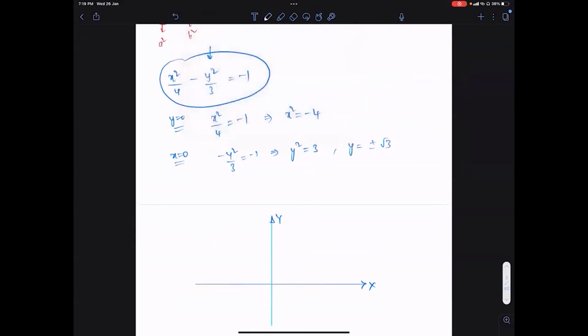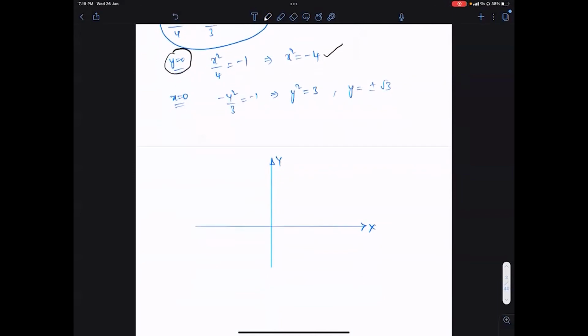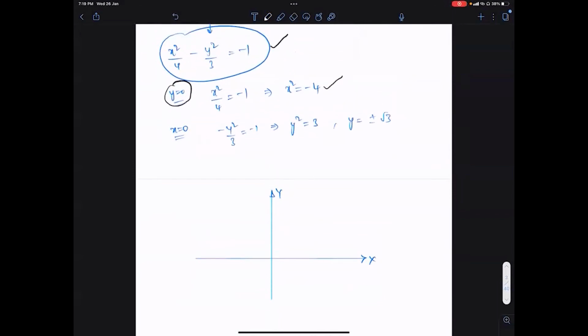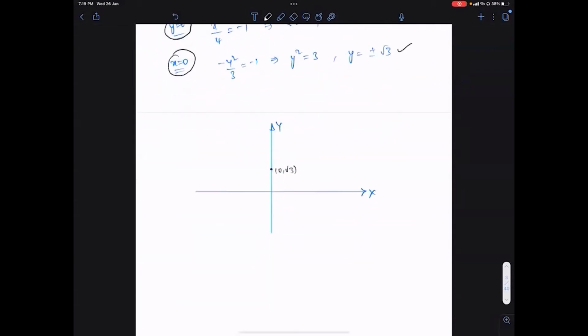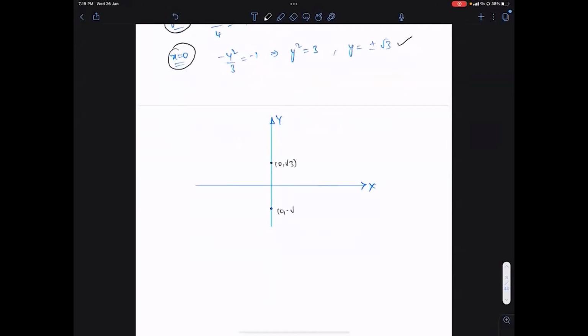How do you decide? Because by putting y = 0, we are not getting any real x. So that means on this graph, the y coordinate will not be 0. So y coordinate is not 0 means no point on the x-axis. Now you see if you put x = 0, you are getting some y. That means if x is 0, y is root 3 as well as minus root 3. So this hyperbola will look something like this, opening up and down. Just by substituting x = 0 and y = 0, you can find out how the hyperbola looks.